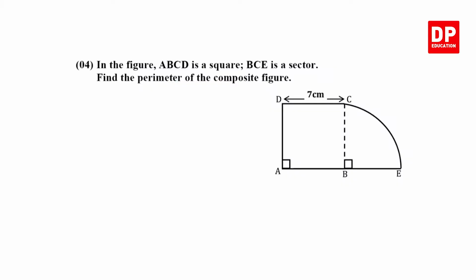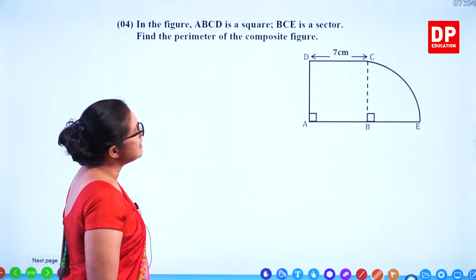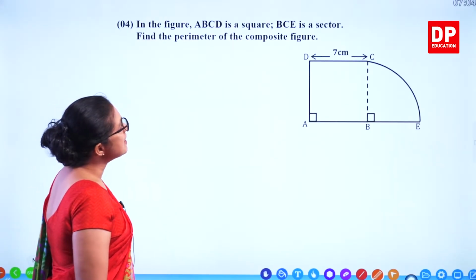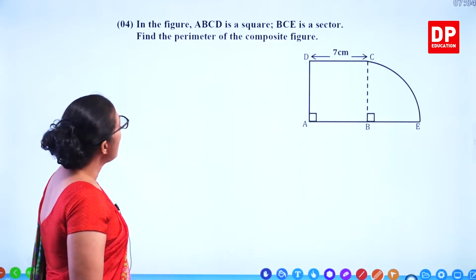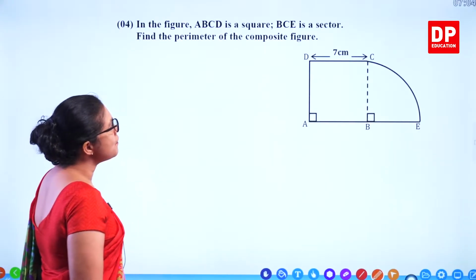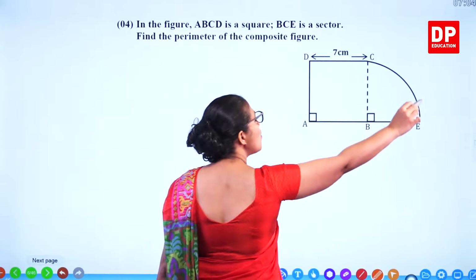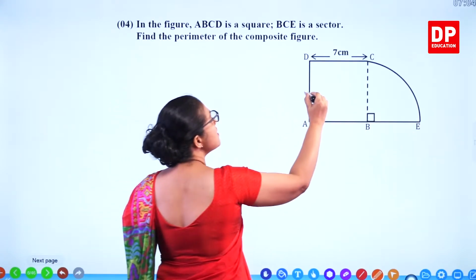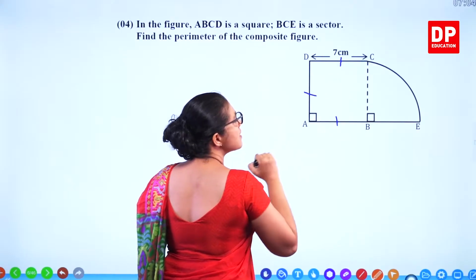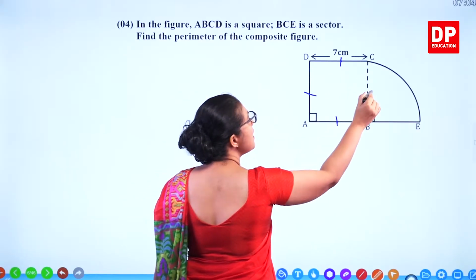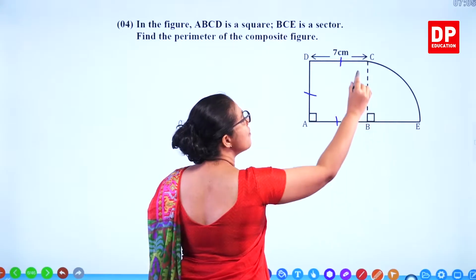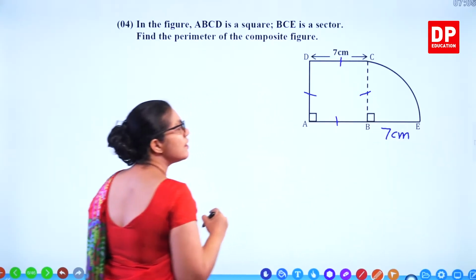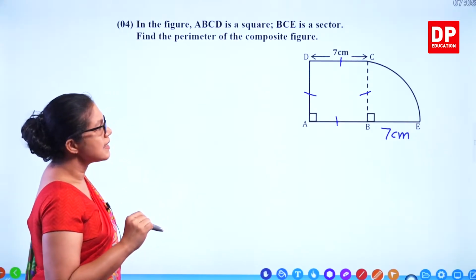Question number 4. In the figure ABCD is a square. BC is a sector. Find the perimeter of the composite figure. Perimeter means outer length. So how do we find the outer length? It says it's a square, so all sides are equal. That means the radius becomes 7 centimeters for the quarter of a circle.